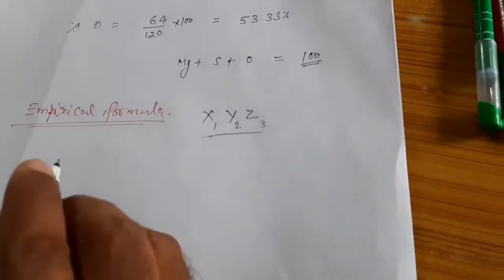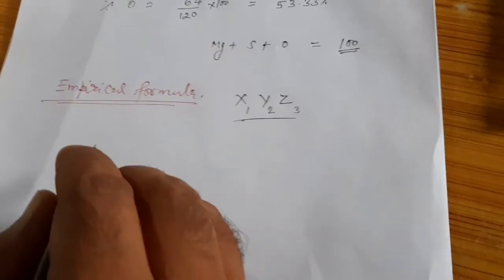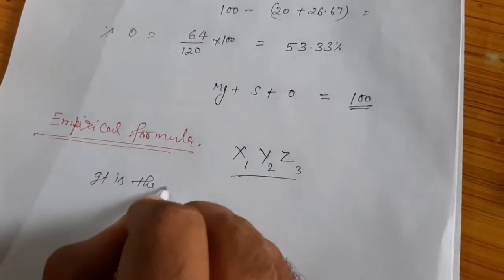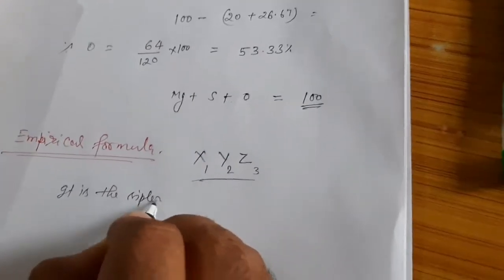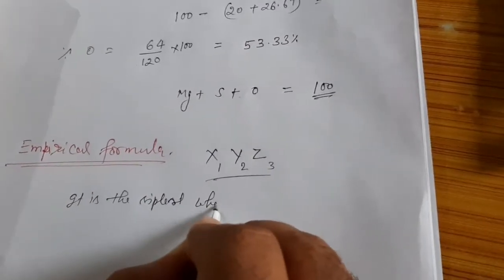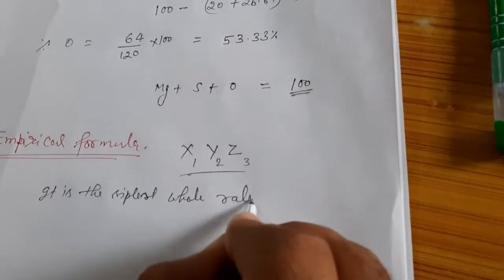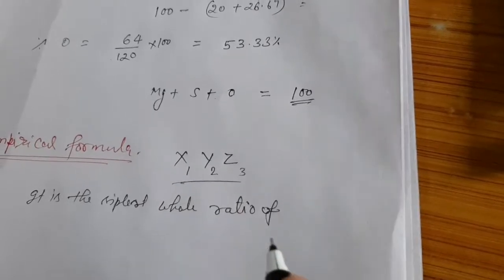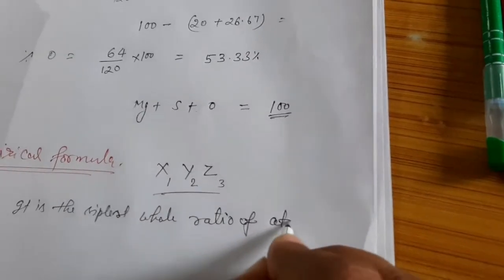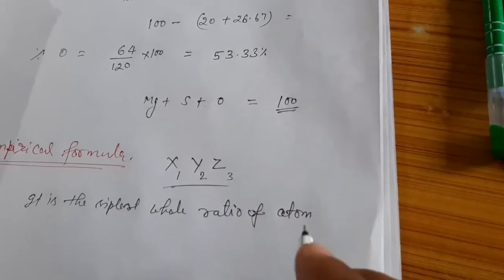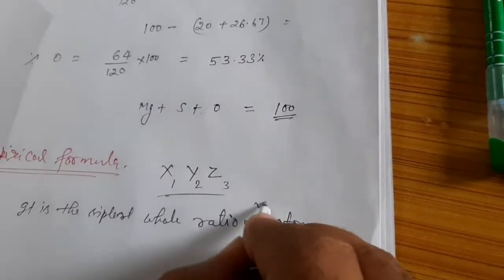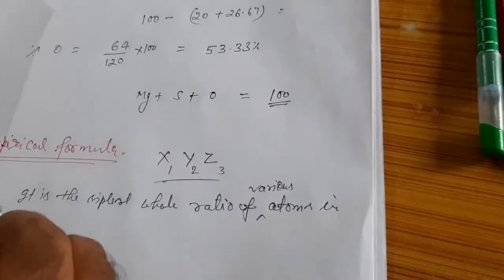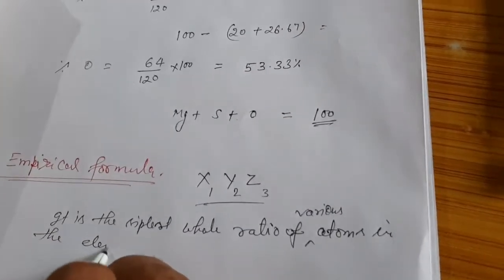We can write down like this: it is the simplest whole ratio of atoms, like the various atoms in the element.